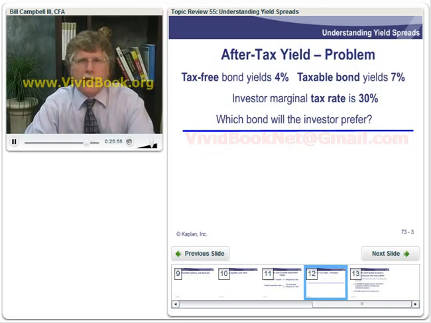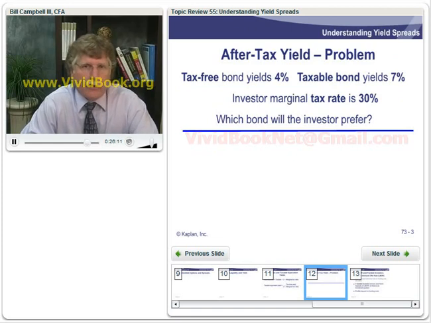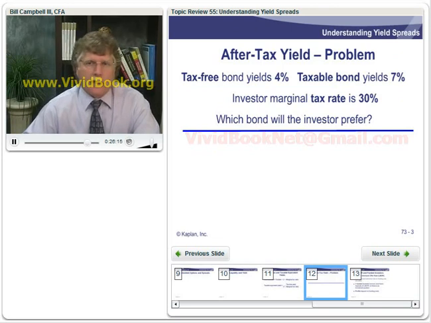Here's an example. We have a tax-free bond that yields 4% and a taxable bond that yields 7%. And our investor's marginal tax rate is 30%. Which bond would the investor prefer? This is simply a question of which of these bonds is going to give our investor the most money in his pocket after he's paid for everything.